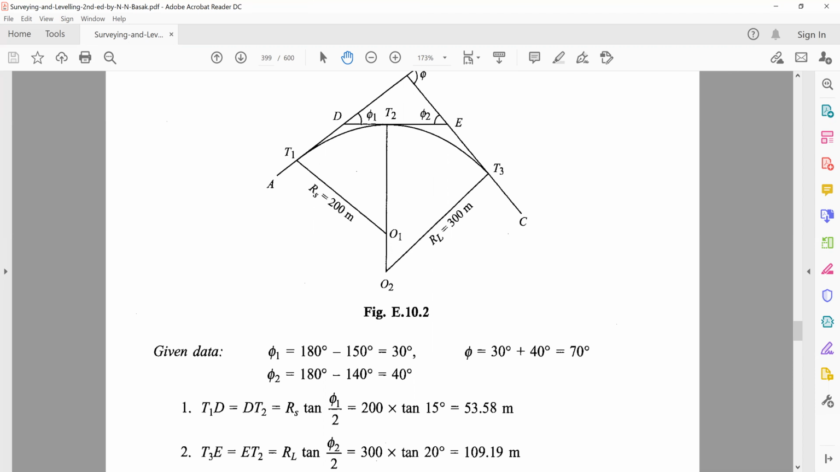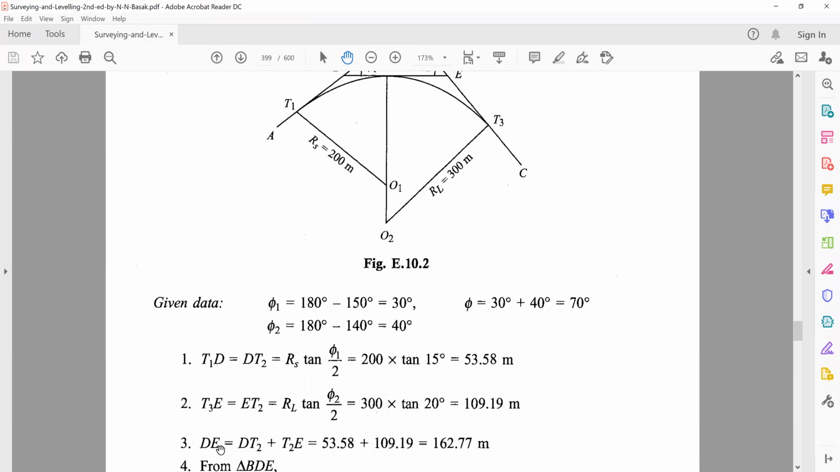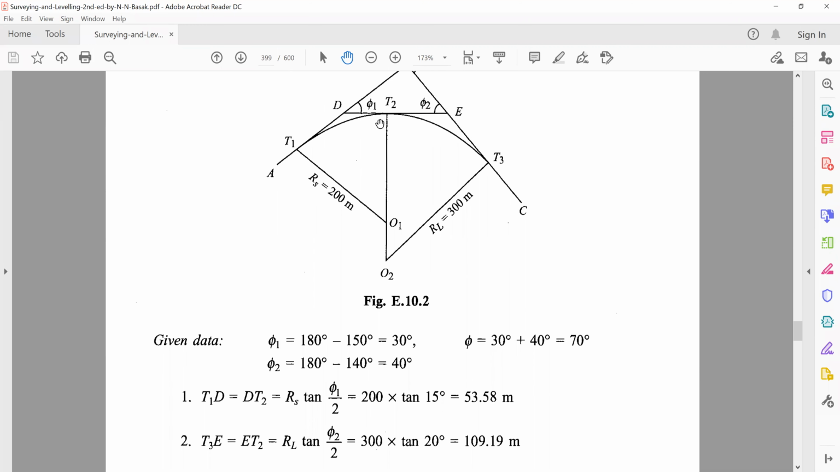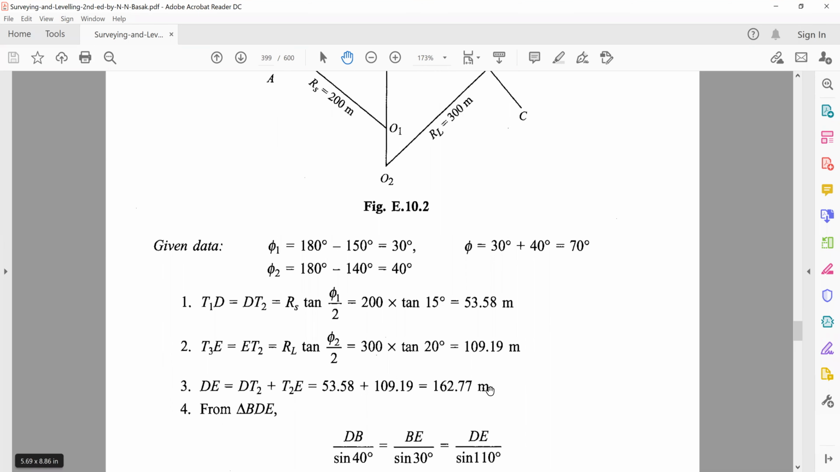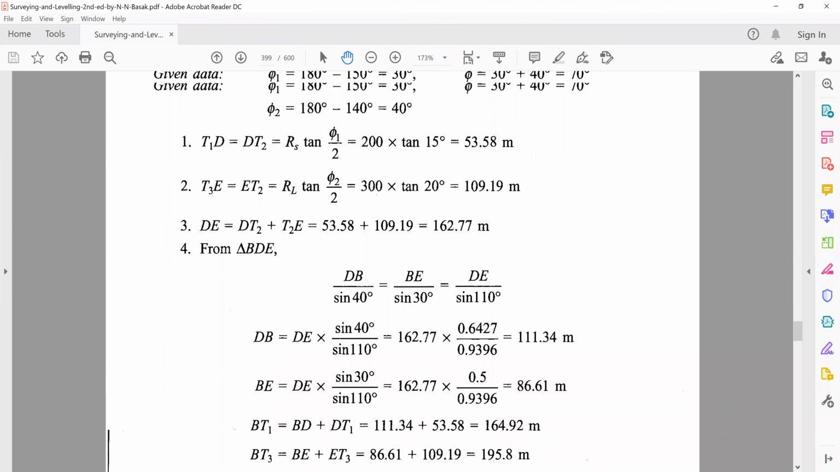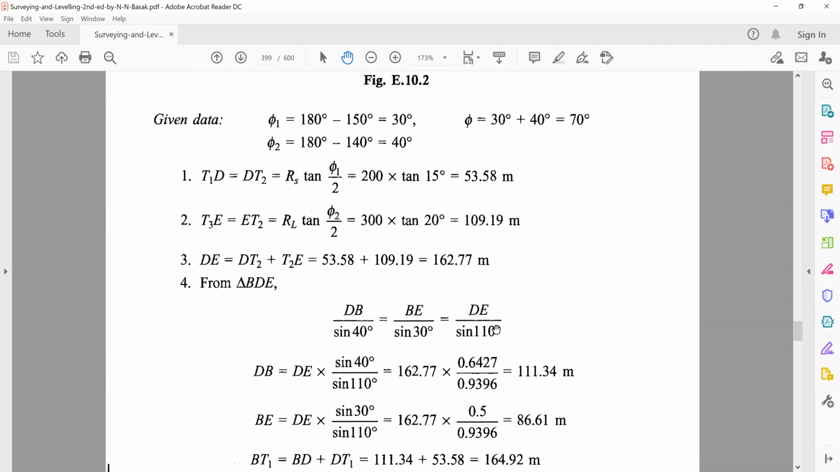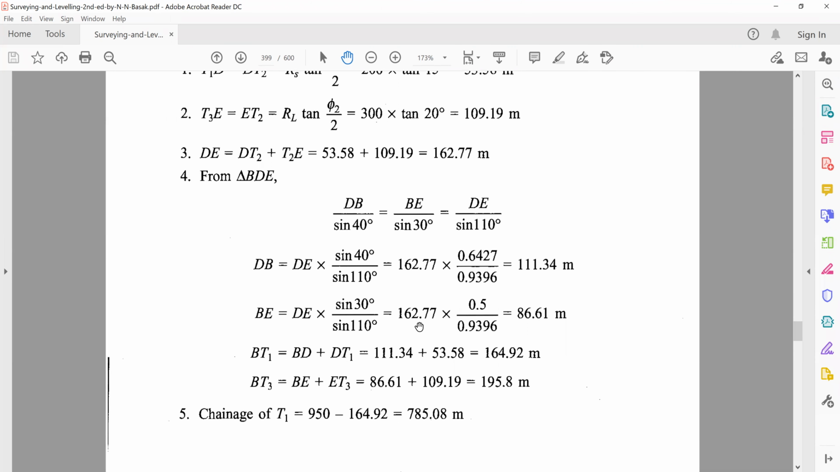So the equation, and we get the tangent length for the longer curve. And then we calculate DE, which is the length of the common tangent. And like we saw before, it is simply the summation of the tangent length of the smaller curve and the tangent length of the larger curve. So we get DE. And then from triangle BDE, in order to calculate these distances, BD and BE, use the relation that we had. You can get that, and then we get the tangent length of the combined curve or the compound curve.